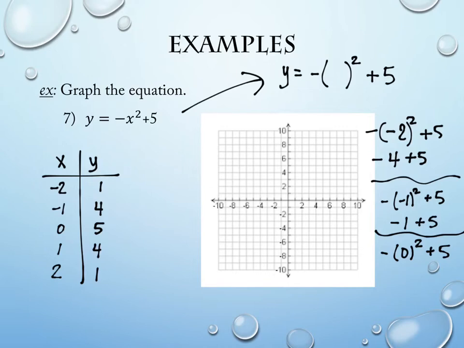So I'm going to plot those: -2, 1, -1, 4, 0, 5, 1, 4, and 2, 1. And I connected them in that same U shape that I had before-ish. Looks like that. Okay. Do you see that I've got 5 points plotted on my graph?